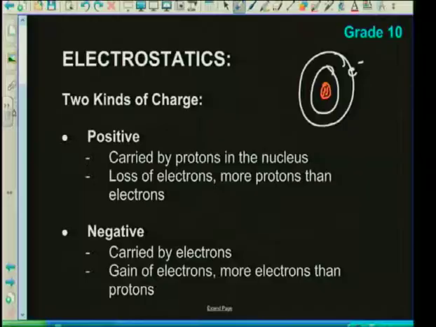Second thing we have is our negative charge, which is obviously carried by electrons. And if something becomes negatively charged, it's because it's gained electrons. This is a two-way process, grade 10s. If two objects interact with each other, they can't both become negatively charged if we're charging them, okay? One will give electrons, one will take electrons. That's just the way it works.